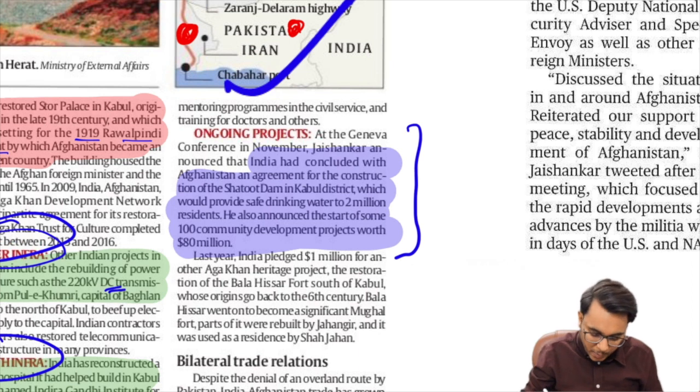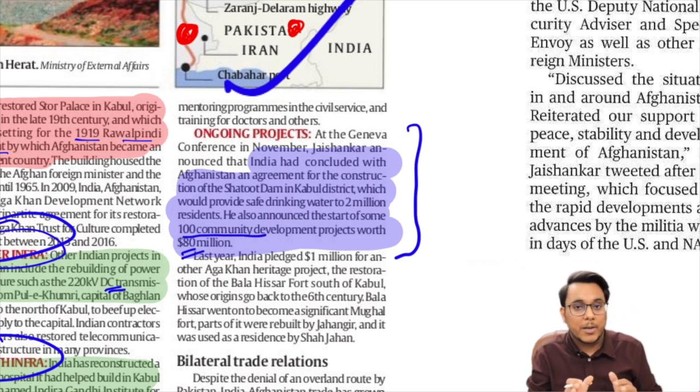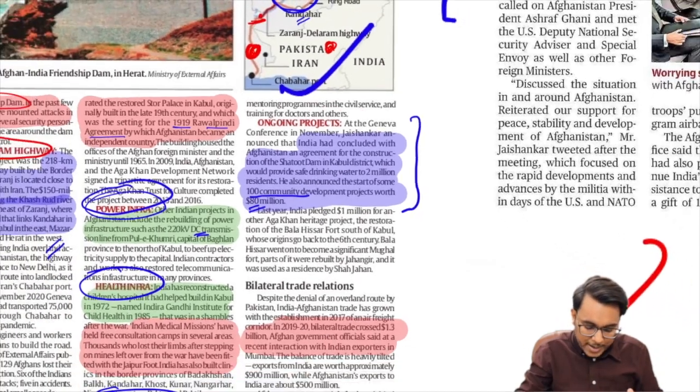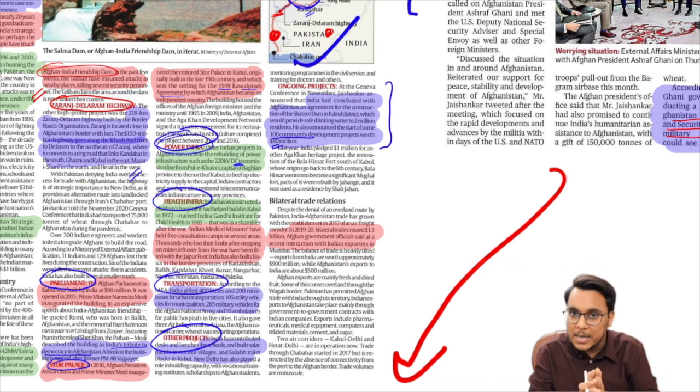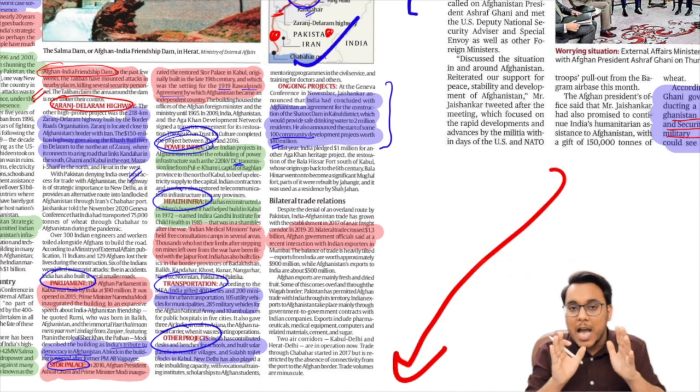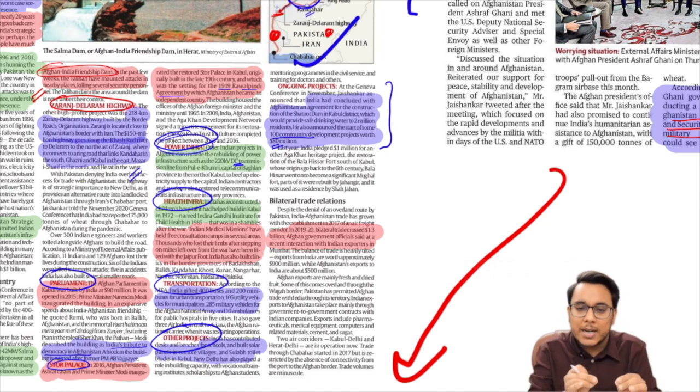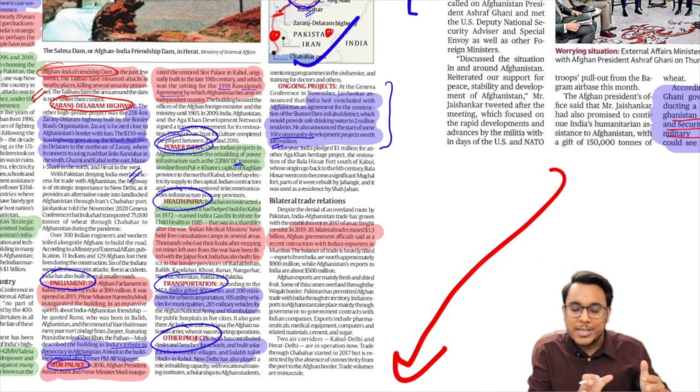And guys, it has been stated that 100 community development projects worth $80 million are still going on. So guys, all these developmental projects taken up by India have created a cooperative relation between Afghanistan and India. And guys, within SAARC, Afghanistan happens to be the only major country which is appreciative of India's concern. Now all this which has been done over the 20 years might be going for a toss given the security situation which is evolving with the Taliban.